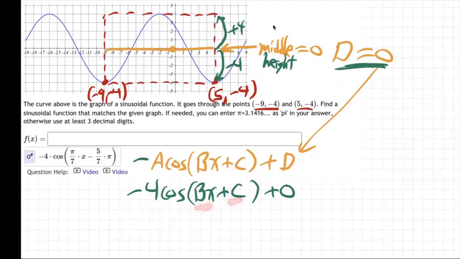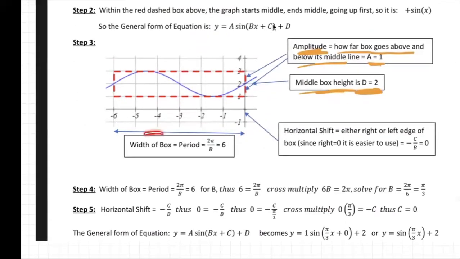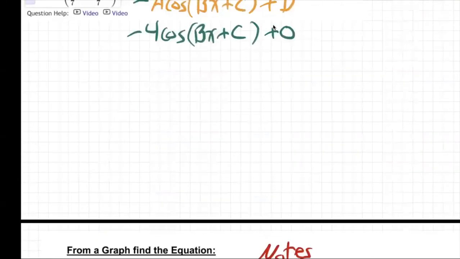How do we find B and C? Well, looking back at the notes again. The width of the box is called the period, and that's 2 pi over B. So see how in this example I looked at this box, and it went from 0 to -6. So that's a width of 6. And you set that equal to the formula 2 pi over B. The formula is 2 pi over B, and then you just say what it's equal to. Okay, let's go back and do that.